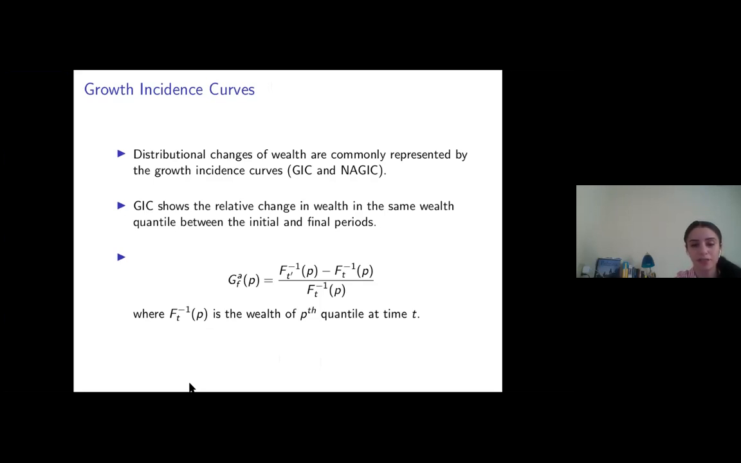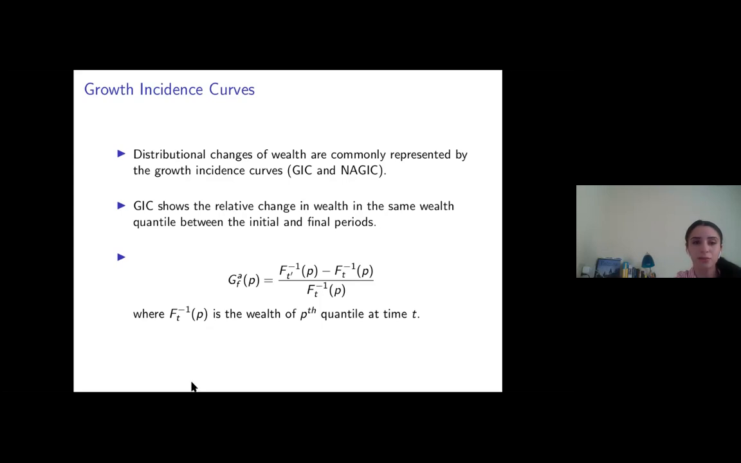So here below, you can see the definition of the anonymous growth incidence curve. And it's not that difficult to understand. The intuition behind it is pretty clear. The F inverse of p at t is basically the wealth of the pth quantile at time t. And as you can guess, the F inverse of p at t prime will be the wealth of the pth quantile at t prime, which is the end of the period.